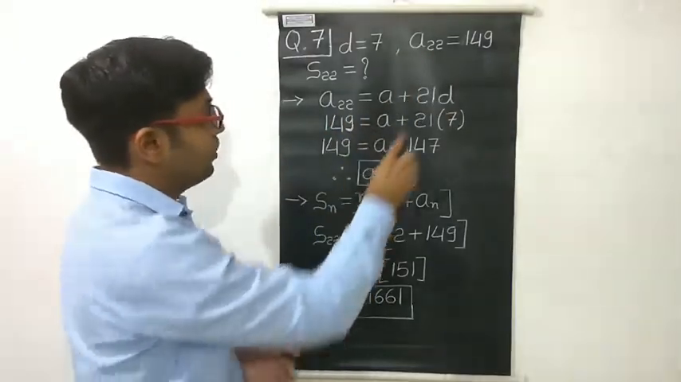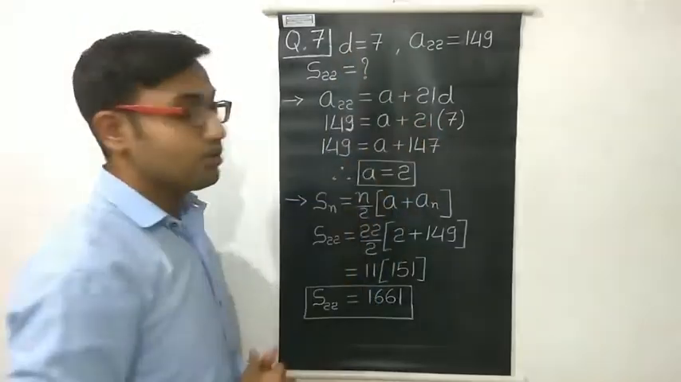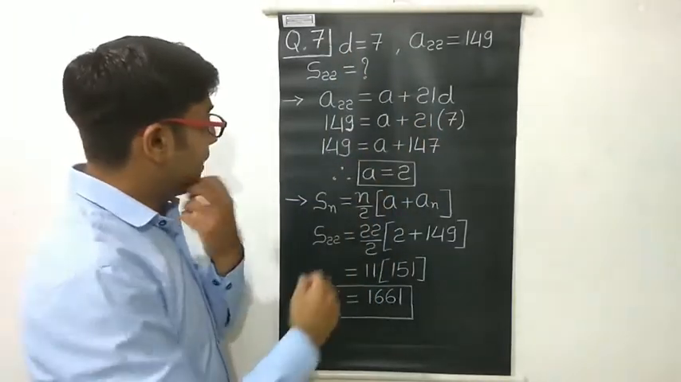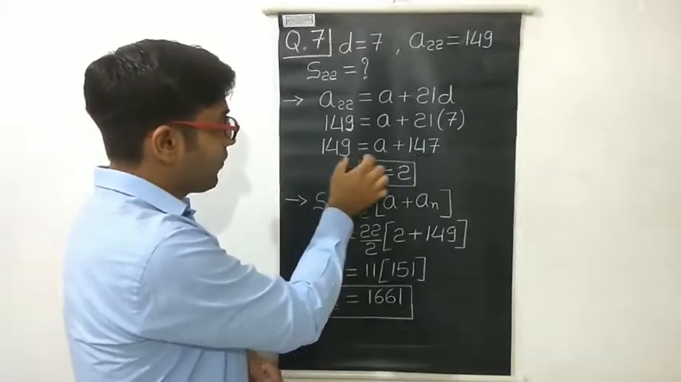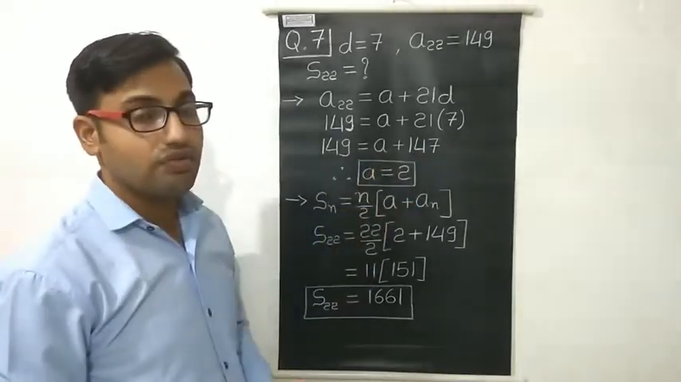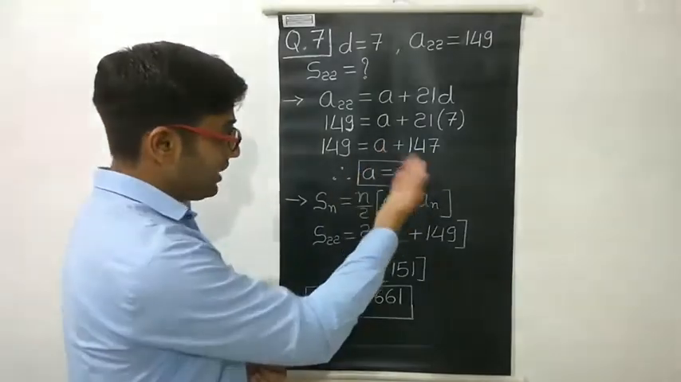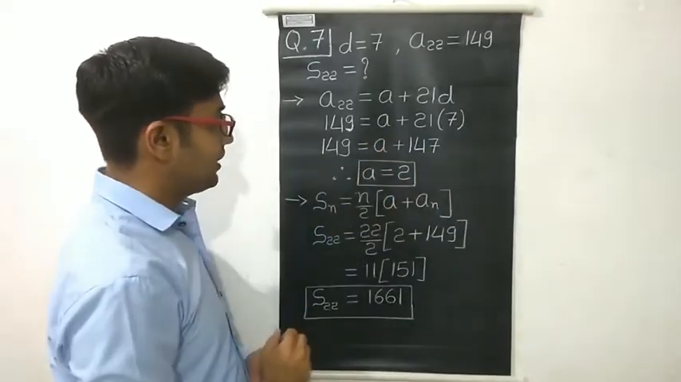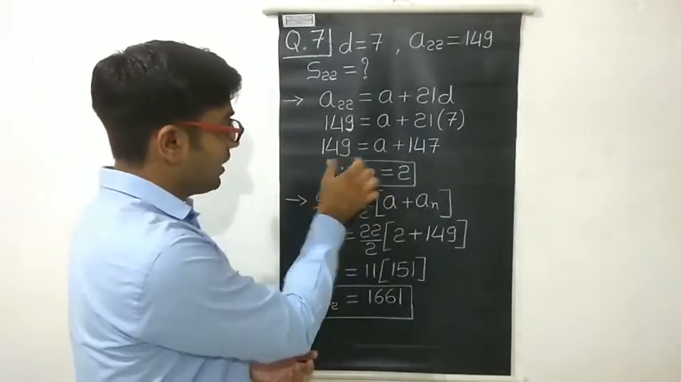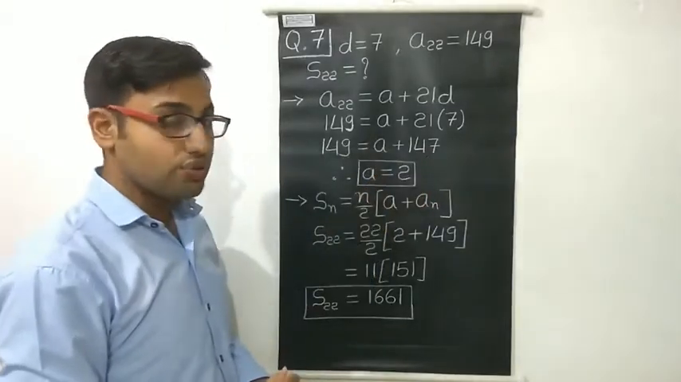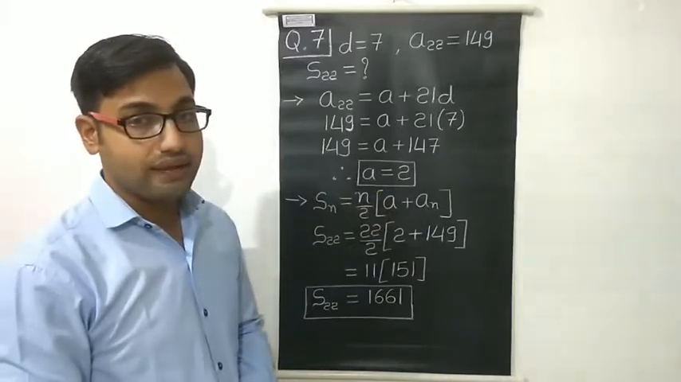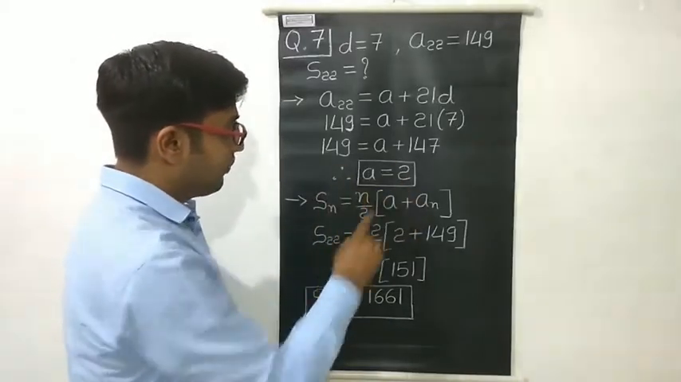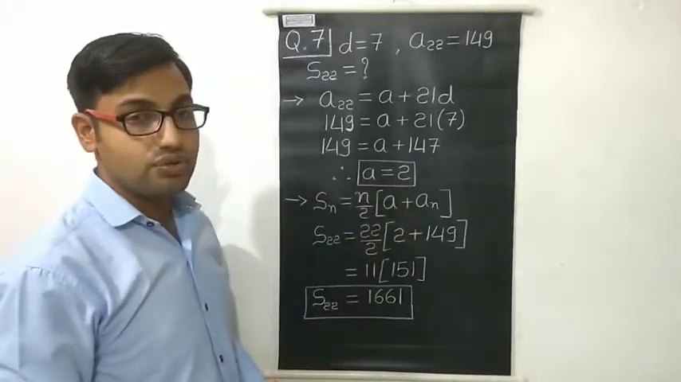a we don't know, 21 as it is, d is equal to 7. Now 21 into 7 is equal to 147. So 149 is equal to a plus 147. Take this 147 to the left hand side. What will remain? 149 minus 147, that is equal to 2. So in this way we get the value of a. Therefore the value of the first term is equal to 2.